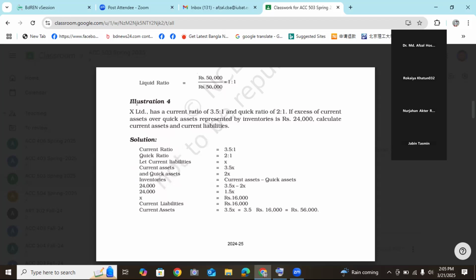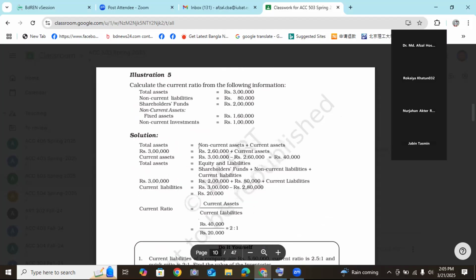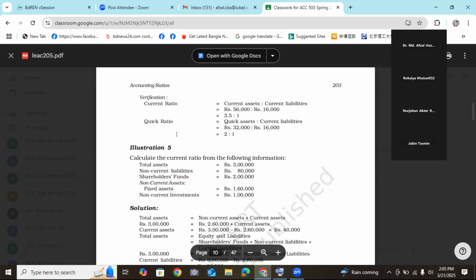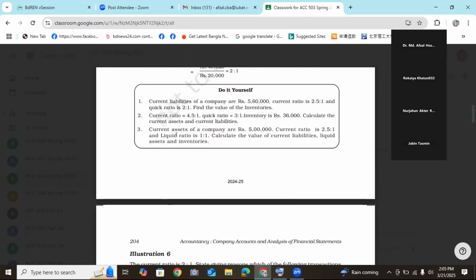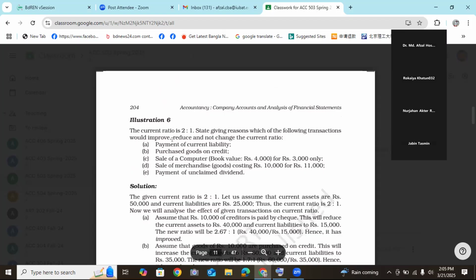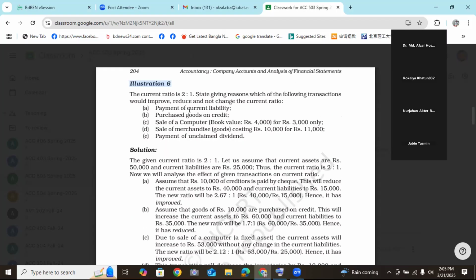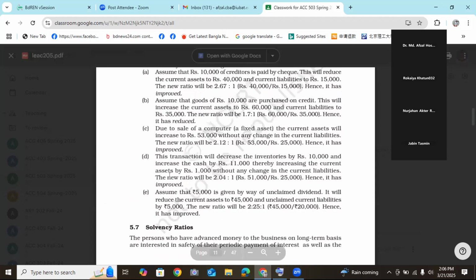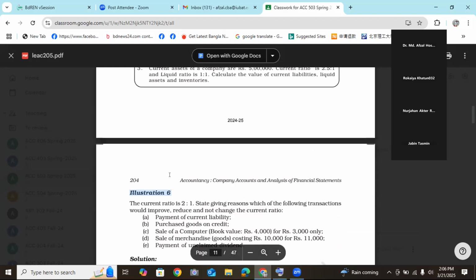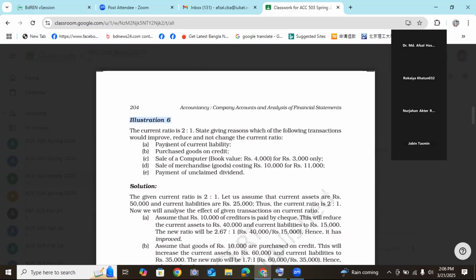What about illustration number 4? We already discussed it. We also discussed illustration number 6. That means, stating the reasons, which of the following transactions would improve, reduce, or not change the ratio. Payment of current liability we already discussed. Last class we discussed up to illustration number 6, isn't it?